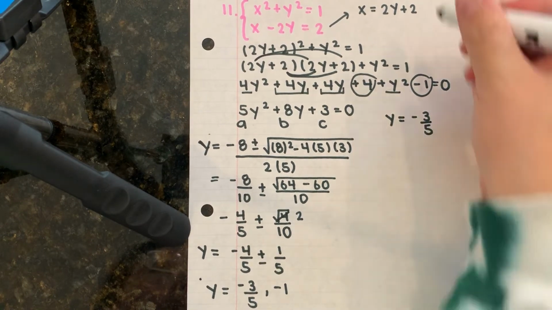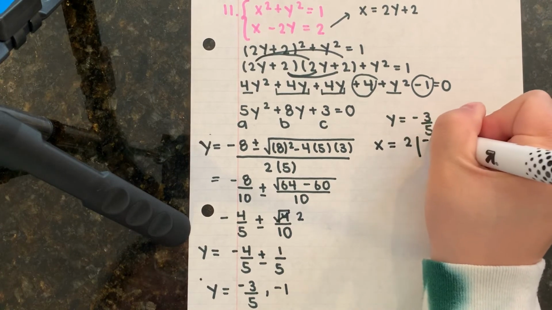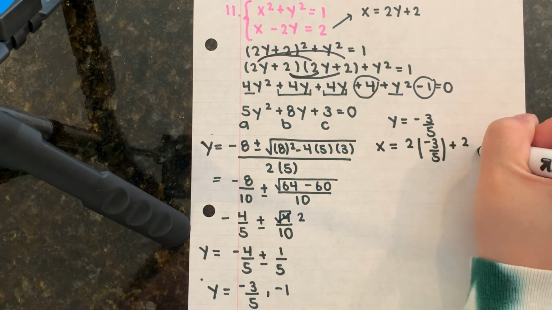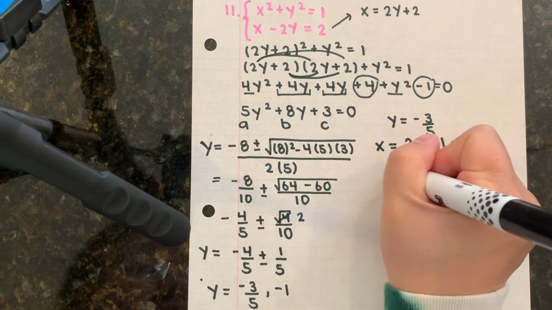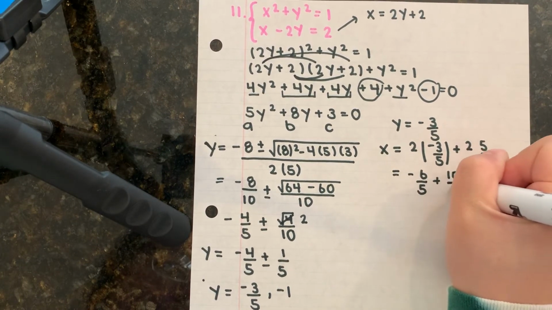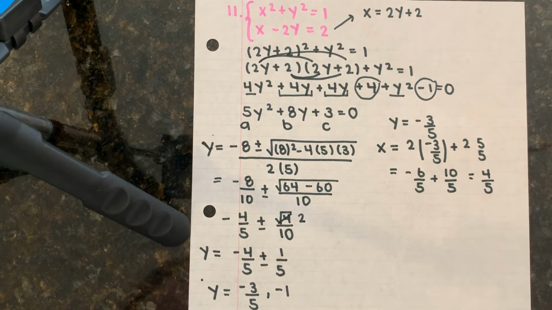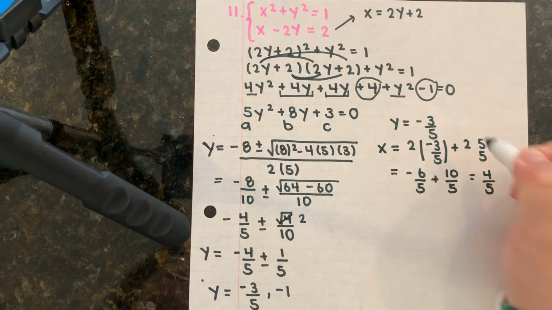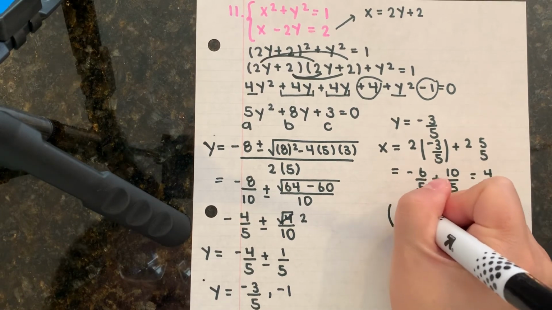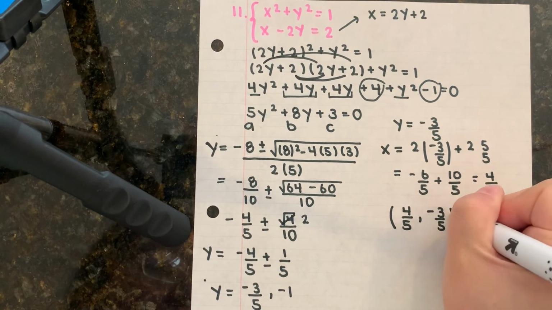When y is equal to negative 3 over 5, you're going to plug it into that equation, and you'll have 2 times negative 3 over 5 plus 2. But you'll want to make a common denominator of 5. So that would be negative 6 over 5 plus 10 over 5, and you would get 4 over 5. You're going to write your answer as an ordered pair. So x would be 4 over 5 and y is negative 3 over 5. And you would write your answer like this: x is 4 over 5, comma, y is negative 3 over 5.